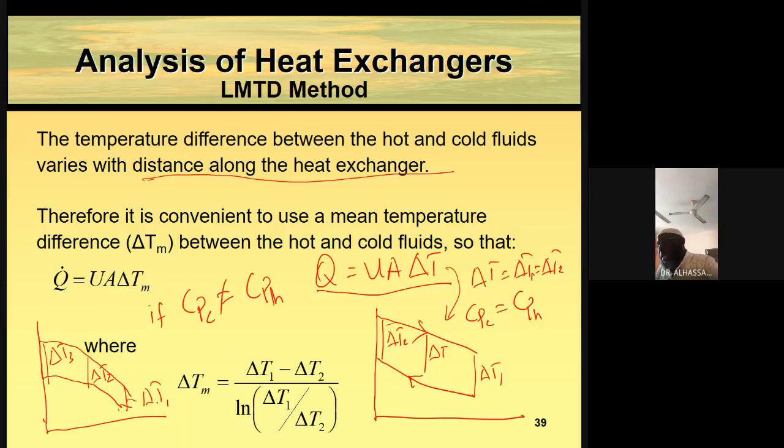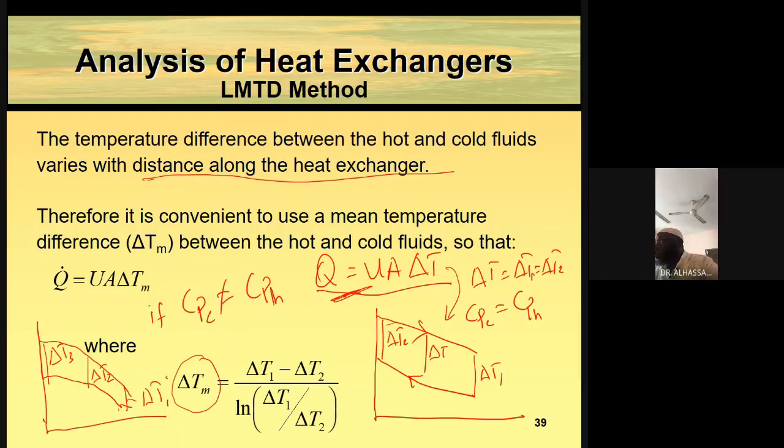So it means we cannot use this equation. So which one are you going to use? Are you going to use delta T1 to calculate this or delta T2? So this brings us to the concept of log mean temperature difference. So we need to use this equation.